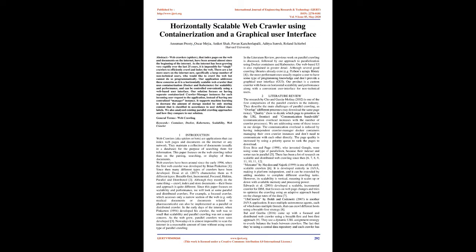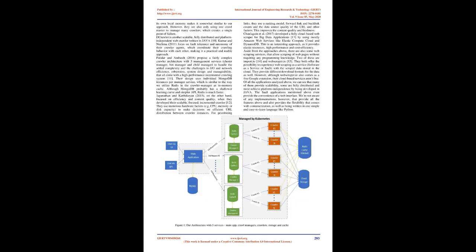Even Brin and Page, 1998, who invented Google, were using some type of parallelism, because their indexer and sorter ran in parallel [5]. There has been a lot of research on scalable and distributed web crawling since then [6, 7, 8, 9, 10, 11, 12].